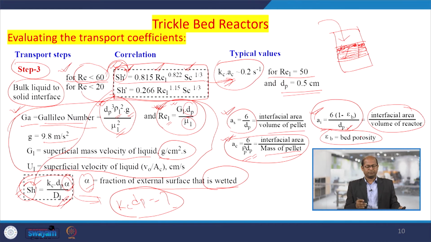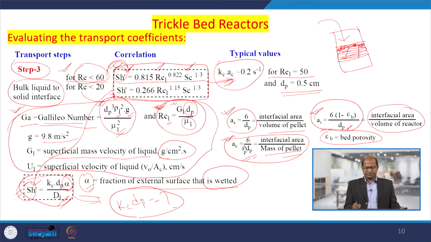So, now suppose these correlations that are given can be used to find the overall transfer coefficient, to evaluate the total resistance or maybe the individual resistances, since there are so many steps for transfer of a component from one phase to another phase, or from one point to another point inside the reactor.